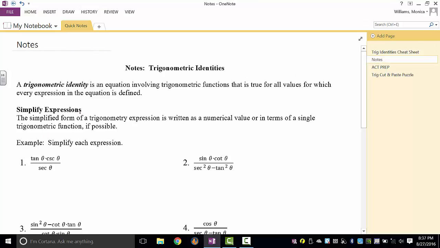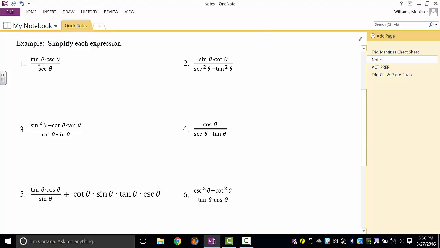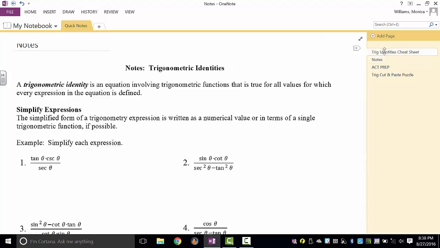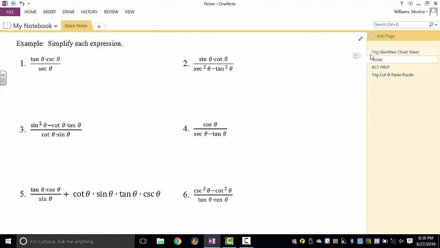We started with simplifying expressions. And when you simplify a trig expression, you want to work until you get down to maybe a single number or a single trig function. The first thing you want to do is go through the expression and change anything that's not sine or cosine in terms of sine and cosine. You need to do this using your cheat sheet. So tangent is not sine or cosine. So you look on your cheat sheet, and here is tangent. Tangent is sine over cosine, so you would change it to sine over cosine.